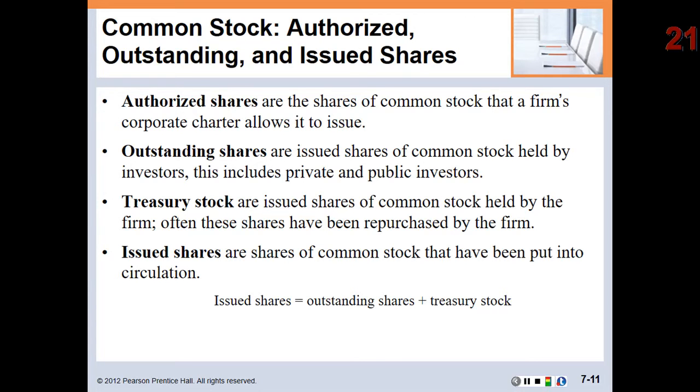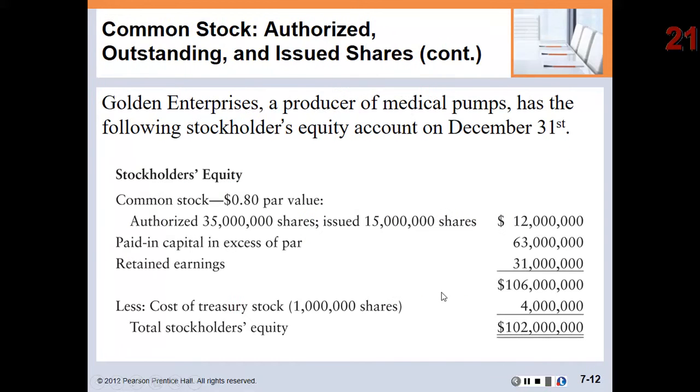All right, and then issued shares, combination of outstanding shares plus treasury stock. All right, this is what I was talking about earlier. This is the stockholders' equity portion of a balance sheet. So for example, here it says this company has common stock. It has an 80-cent per share par value. Well, basically that means nothing. They've authorized 35 million shares. They've issued 15 million shares, paid in capital in excess of par.